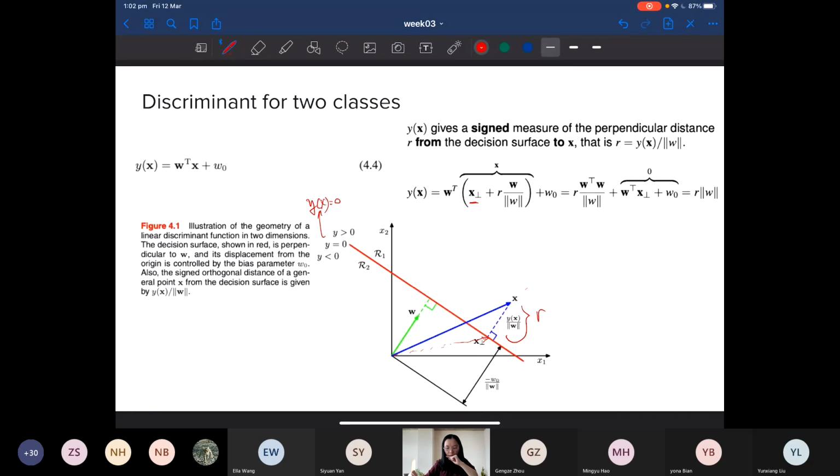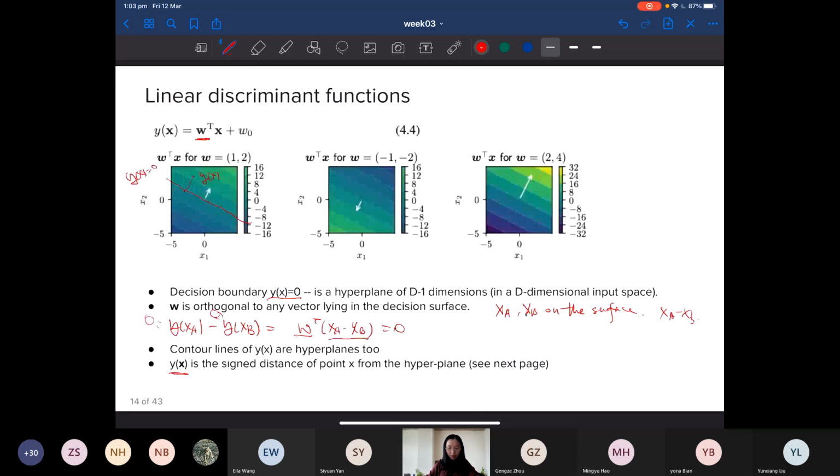And we assume that these metrics are normalized by the length of w. Moreover, the picture from the last page actually says that the magnitude of w doesn't matter. So if we multiply w by 2 here, the contours are kind of the same.